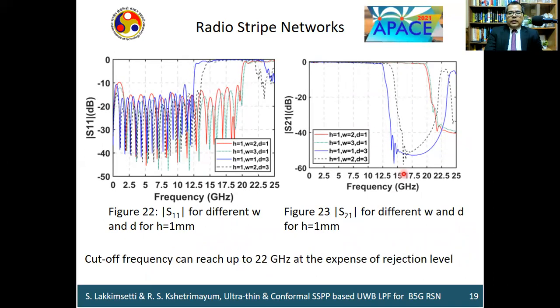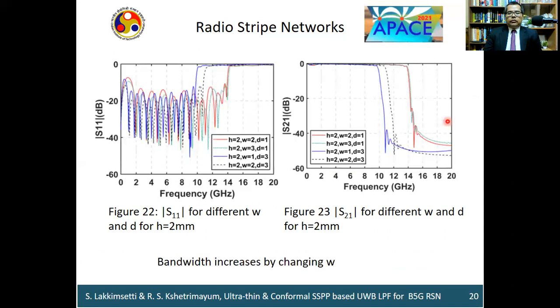But then the rejection level will be reduced. So there's a compromise in the performance here. The rejection level in the stop band is reduced, and you can still increase the bandwidth of this low pass filter. It has been observed that you can even change the bandwidth by changing W of the filter.